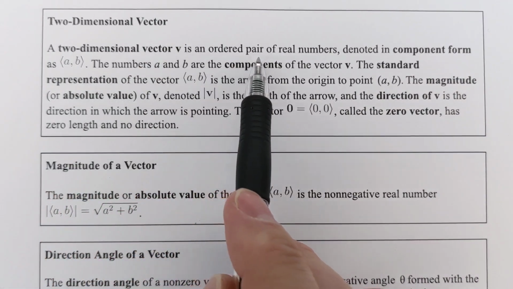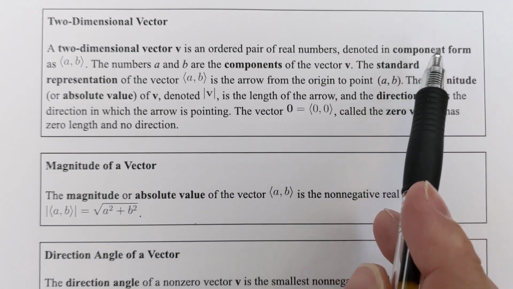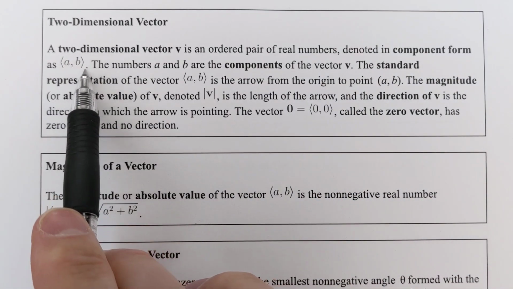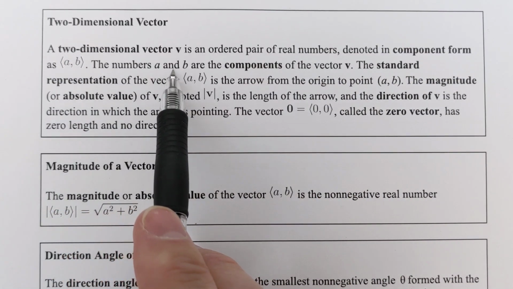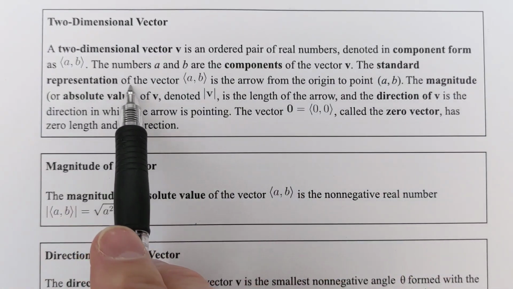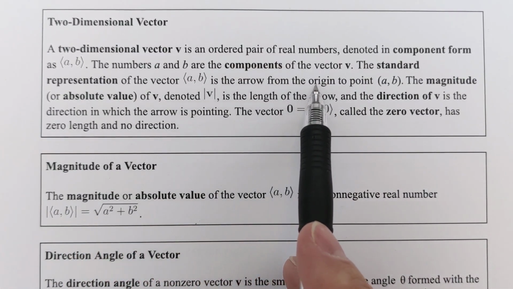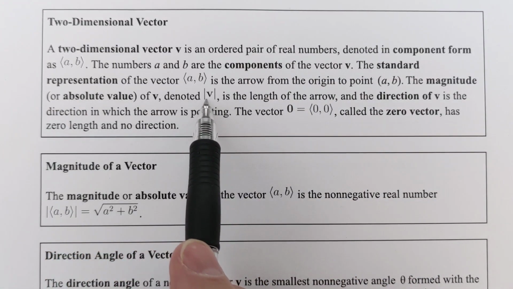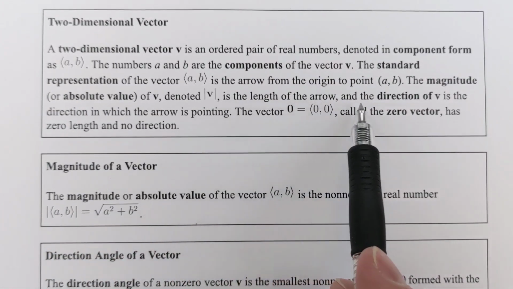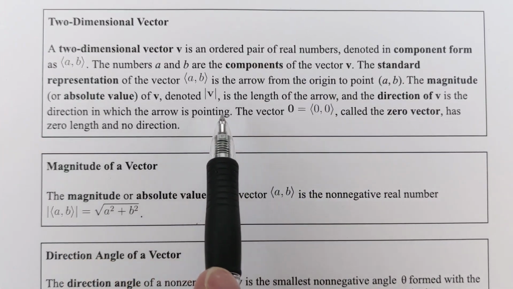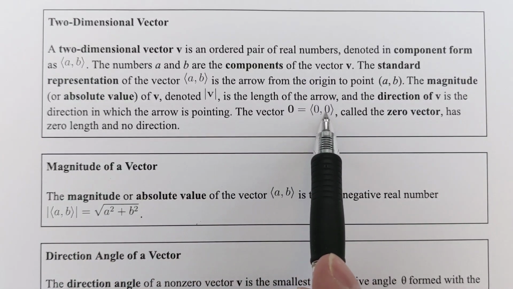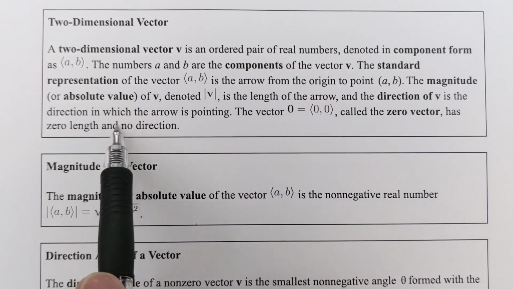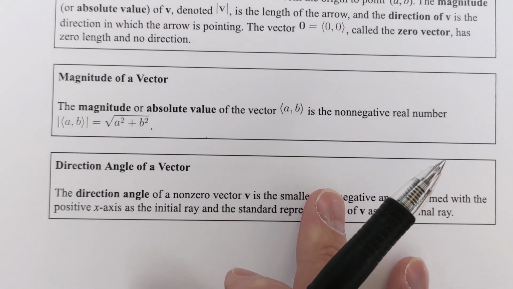A two-dimensional vector V is an ordered pair of real numbers denoted in component form as angled brackets A, comma B. The numbers A and B are the components. The standard representation of the vector is the arrow from the origin to the point (A, B). The magnitude or absolute value of V, denoted |V|, is the length of the arrow, and the direction of V is the direction in which the arrow is pointing. The vector <0, 0> is called the zero vector. It has zero length and no direction. It's just a point at the origin.